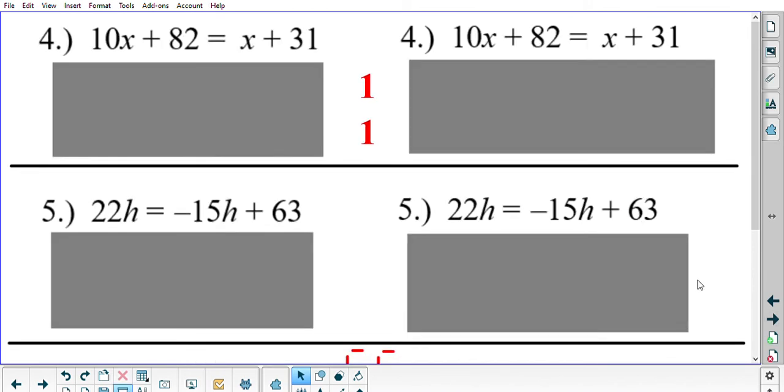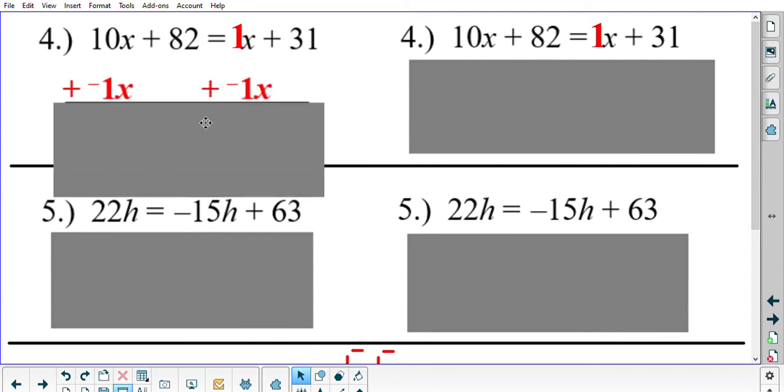Okay, problem number 4, 5, and 6. Try these problems on your own. In fact, you know what? Let me go ahead and do number 4 with you, and then maybe you can do the rest of them on your own. Number 4, we have the variable obviously on both sides. Now, one thing I want to remind you, x by itself is the same as 1x. And so with that in mind, you have a choice. You can either add the opposite of 10x, which is negative 10x, or you can add the opposite of 1x, which is what I actually did here, and that is negative 1x.